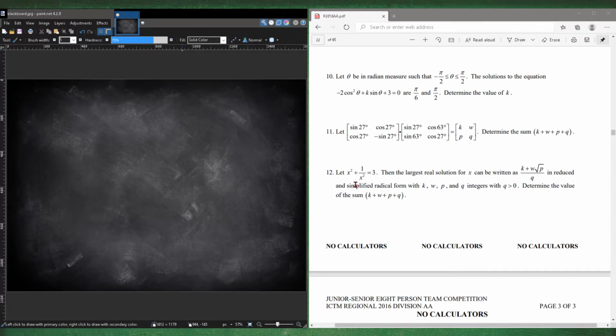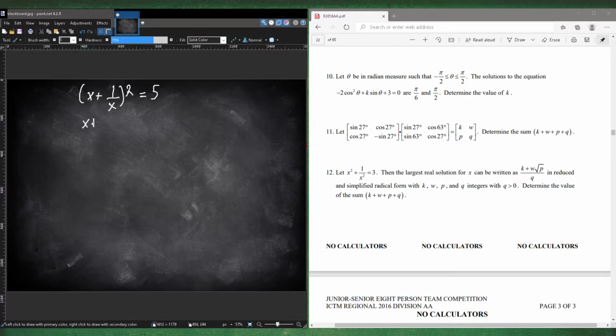Let x squared plus 1 over x squared equals 3. The largest solution for x can be written as k plus w squared p over q. And then find the sum of basically the digits, those numbers. So instead of saying x squared plus 1 over x squared, I like to put the squared outside, so x plus 1 over x, squared. And then from here, we get the x squared plus 1 over x squared term, but we also have an x times 1 over x twice, so since it's twice, we have to add a 2. So add a 2 to your 3, which makes 5.